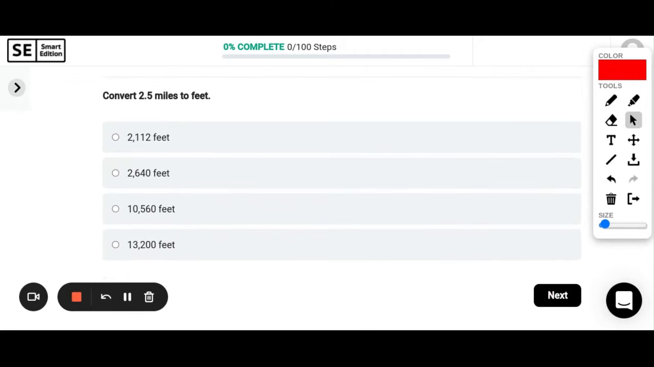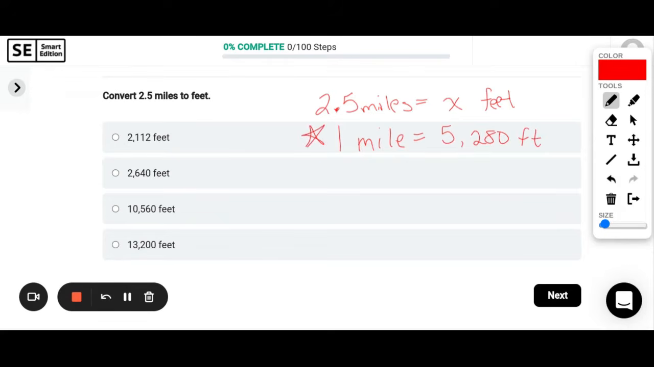Okay, convert 2.5 miles to feet. Okay, so what I'm trying to figure out here is 2.5 miles equals how many feet? So I'm just going to call that x. Okay, I know that 1 mile is equal to 5,280 feet. So we need to know that in order to solve this problem. So this is an important conversion to know.